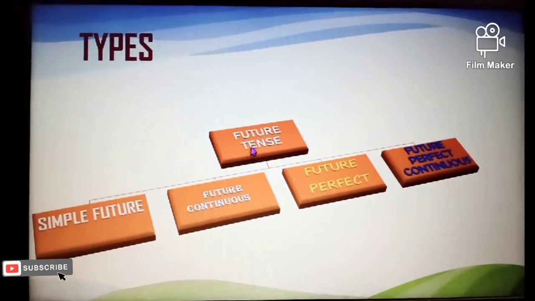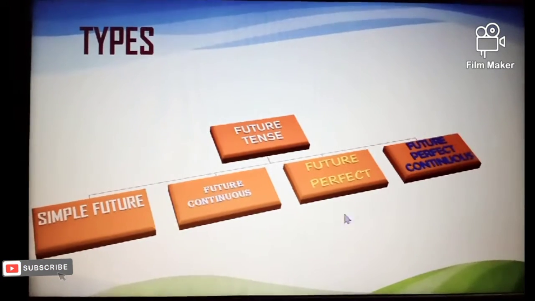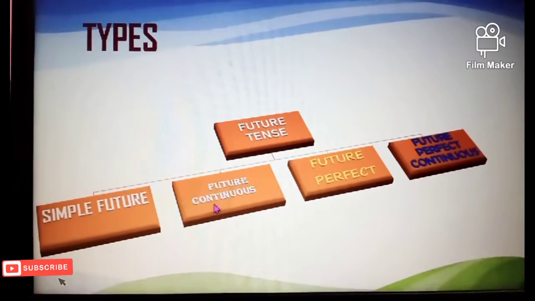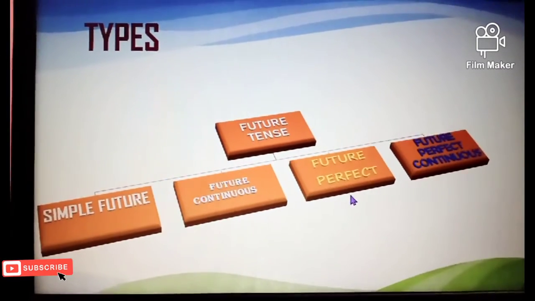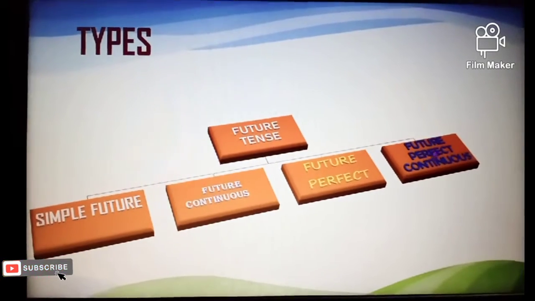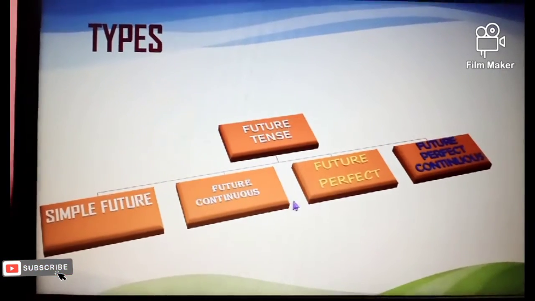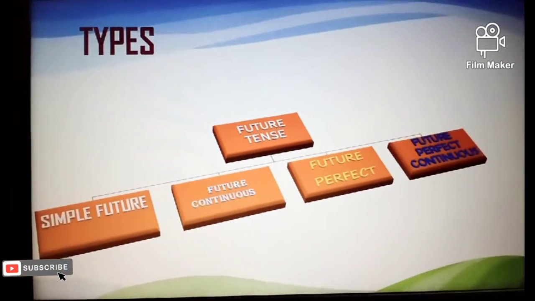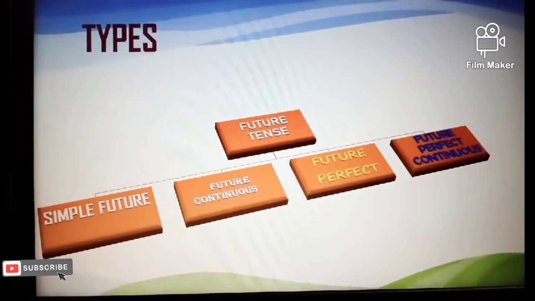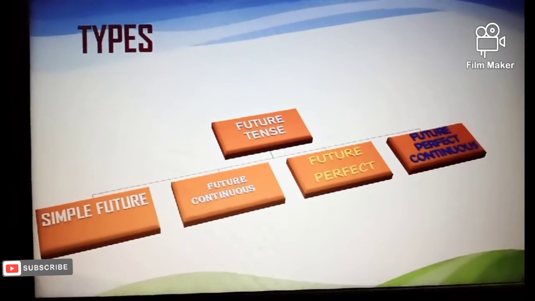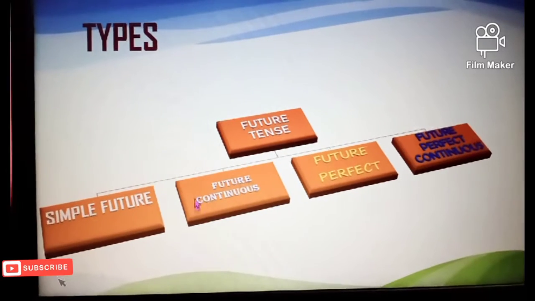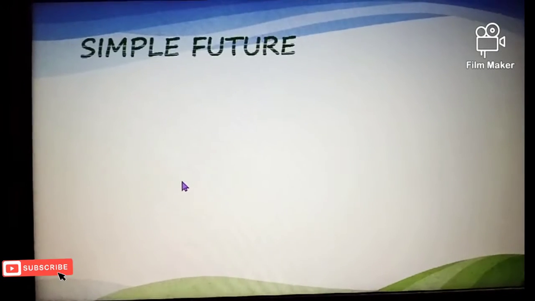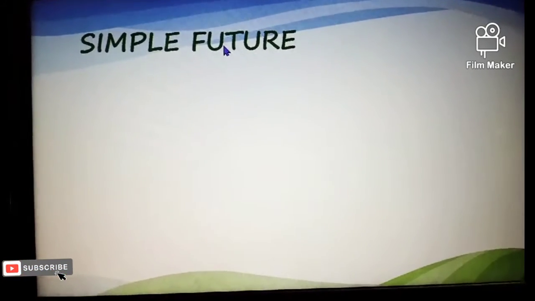Future tense is broadly divided into four subcategories, and these are simple future, future continuous, future perfect, and future perfect continuous tense. Like present and past, this is also divided into the same categories. Now we shall take a look at its structure and usages individually with proper examples. Let's study here. The first one, simple future tense.